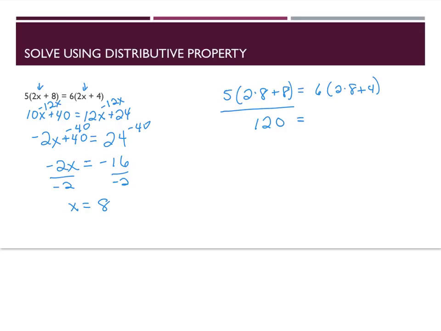Now the only way I know if that's right is if I type in 6 parentheses 2 times 8 plus 4. Close your parentheses and see what you get. You also get 120. If you get the same thing on both sides of the equal sign when you check it, that means we can be quite certain that answer is correct.